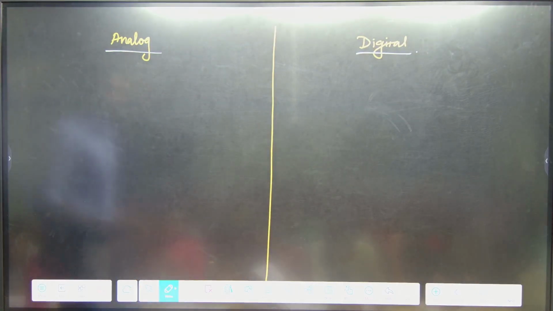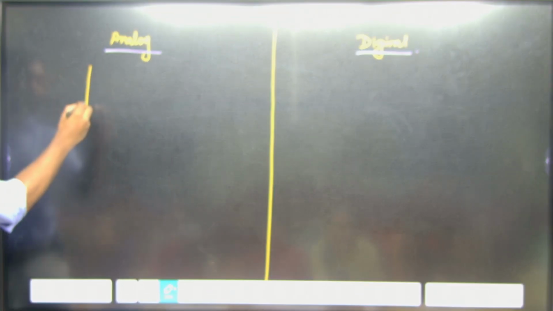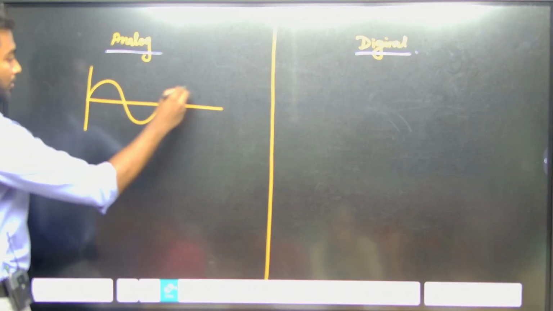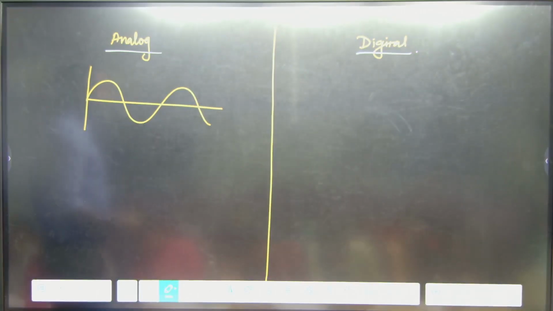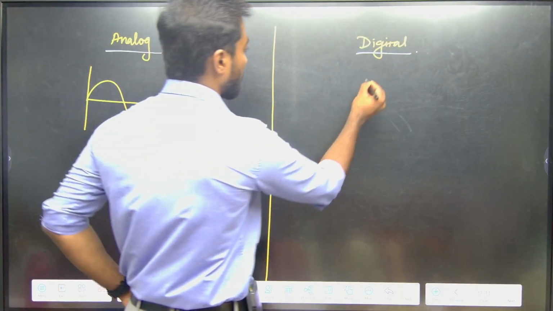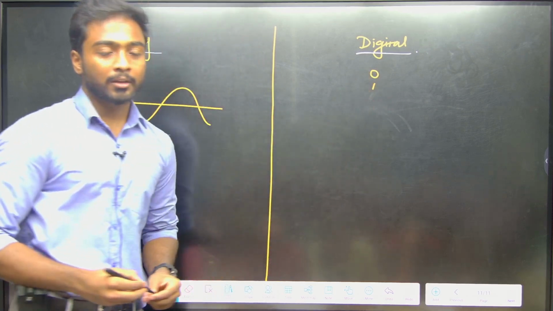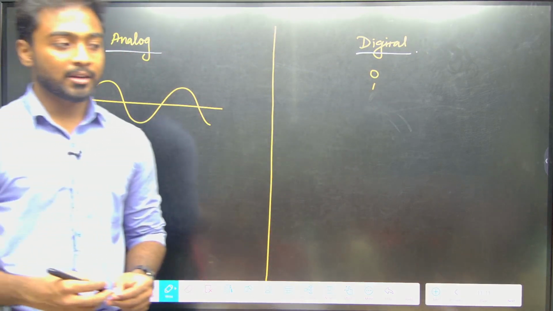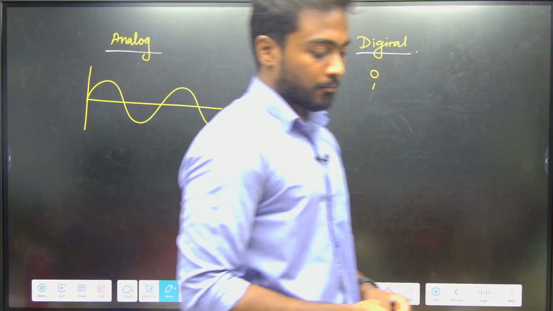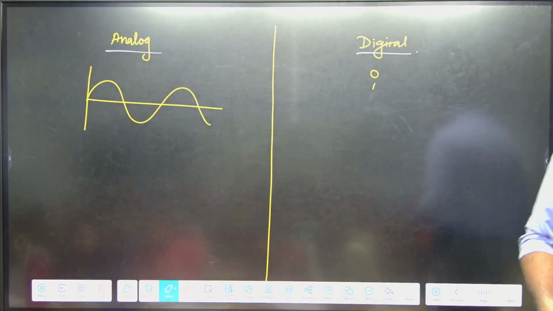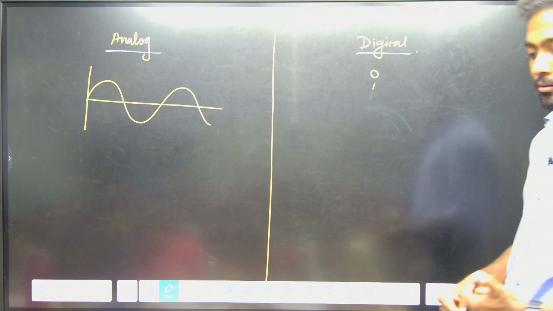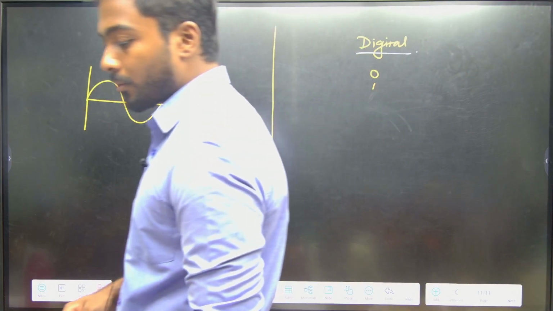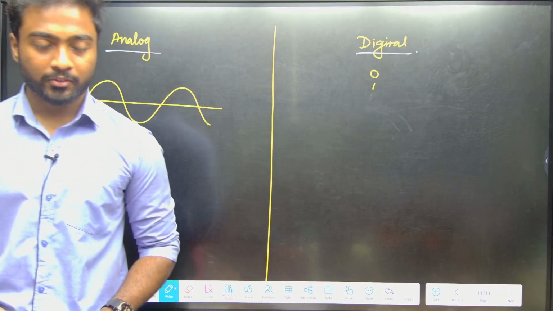In an analog circuit we will be talking in terms of waves. There will be ups and downs in the waves, so there will be n number of values we can get. But in a digital circuit we will be talking in terms of 0 and 1. Either it is true or false, or yes or no. So analog we will talk only in terms of waves or graphs.